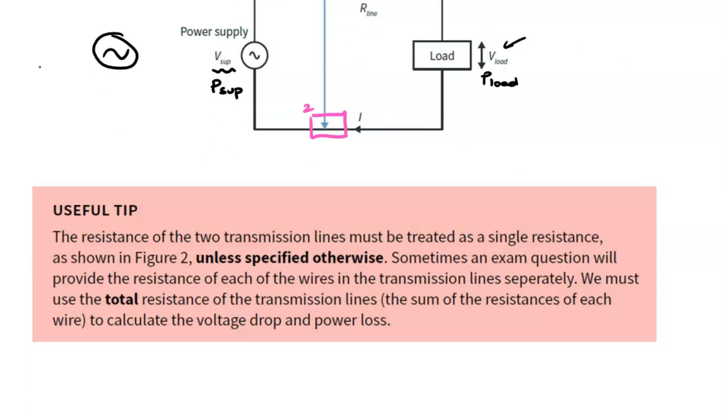Sometimes exam questions will provide the resistance of each of the wires in the transmission line separately. We use the total resistance, which is the sum of the resistances of each wire because it's in series. And that will help us calculate the voltage drop and the power loss.